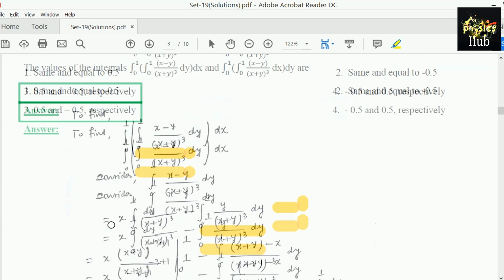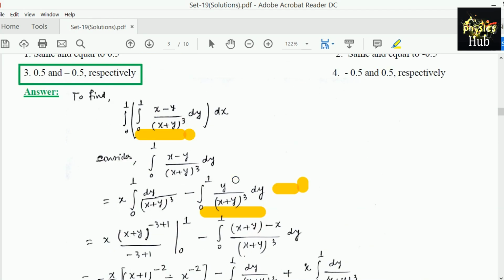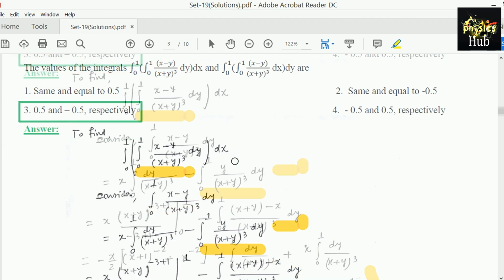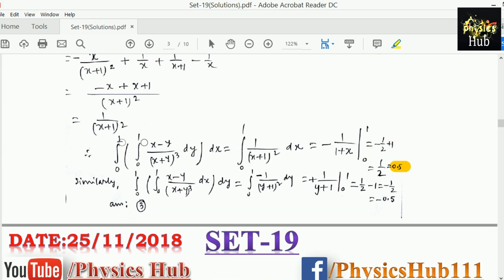Now for the second integration, we don't need to calculate this much, we just predict the value from this integration, because it is very similar to this one. So from this integration we got 1 by x plus 1 whole square.